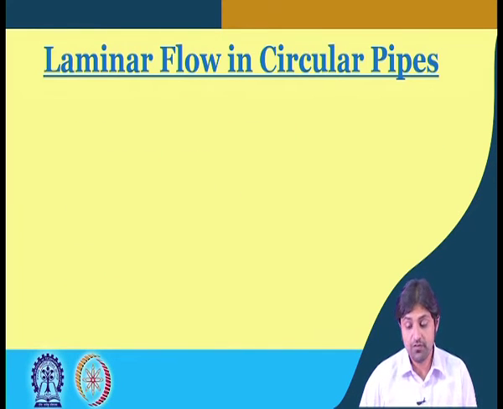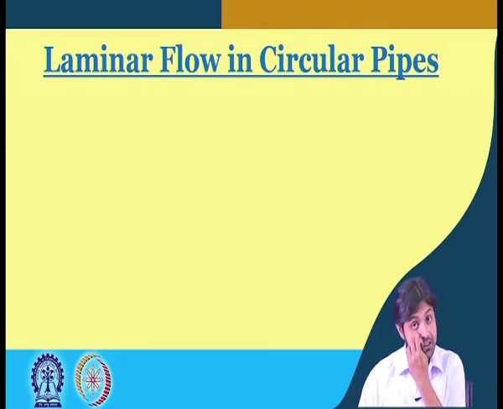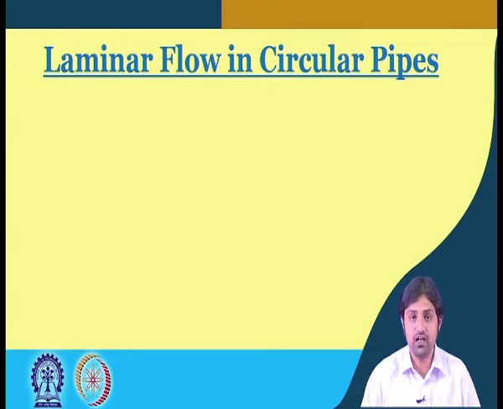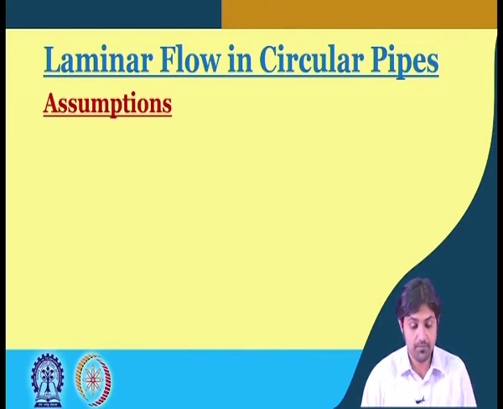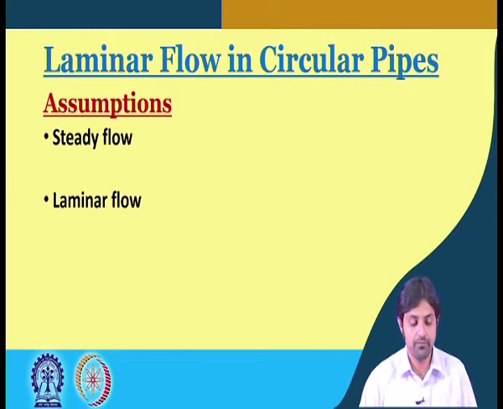So, now laminar flow in circular pipes. After telling you the basics of how to define and find what laminar and turbulent flow is, we are going to see some of the properties of laminar flow in circular pipes. For deriving anything, there are certain assumptions first that we have to take. We have to assume steady flow. What does this assumption of steady flow mean? That the condition is not dependent on time.